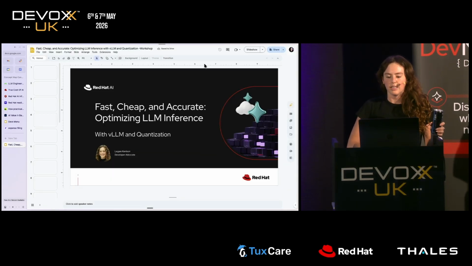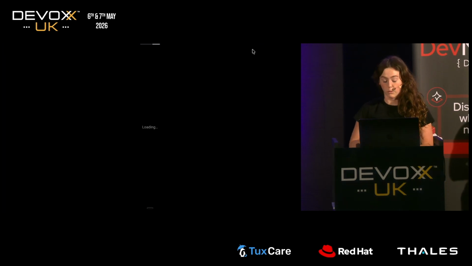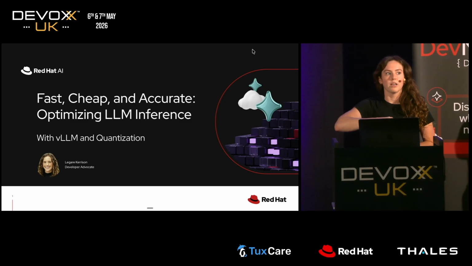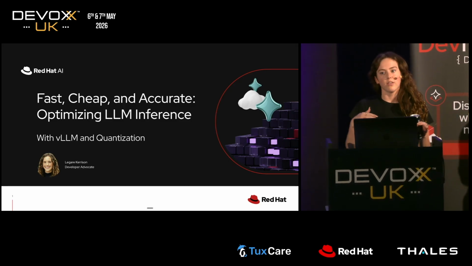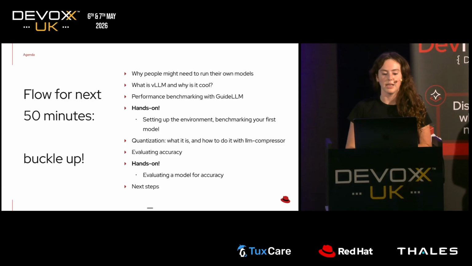So vLLM is the industry standard for inference, and it is all about making sure that we are getting the most out of our GPUs, right? Hardware is very expensive. We hear about how there's a shortage for it. So we have to make sure that whatever hardware we have, we are getting a lot out of it and serving as many concurrent users as possible.